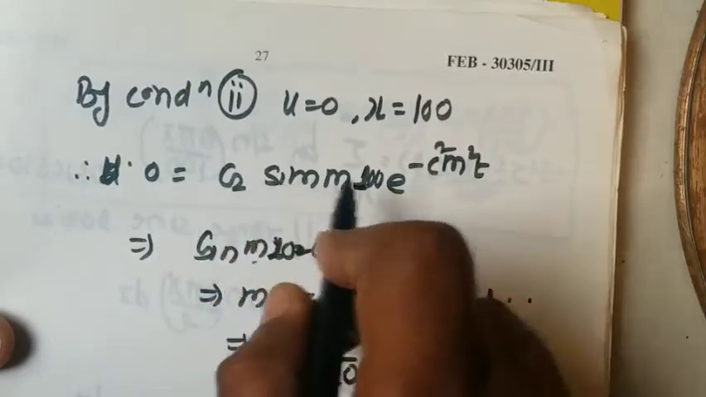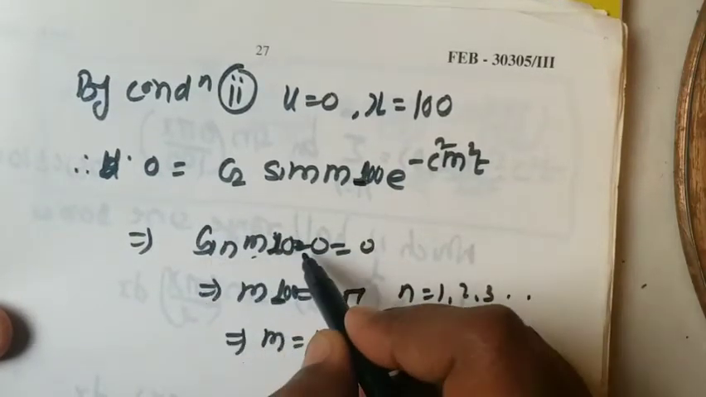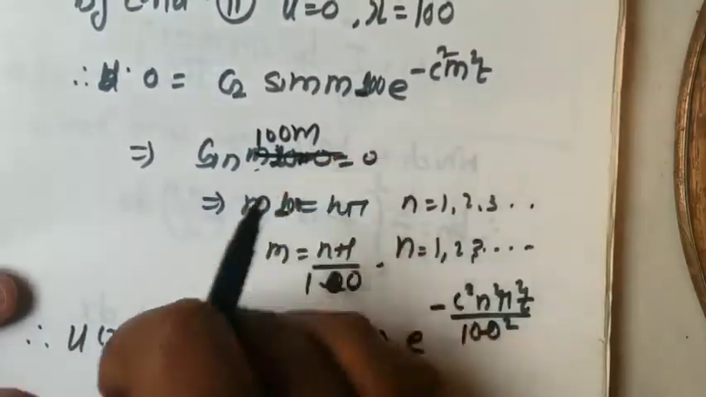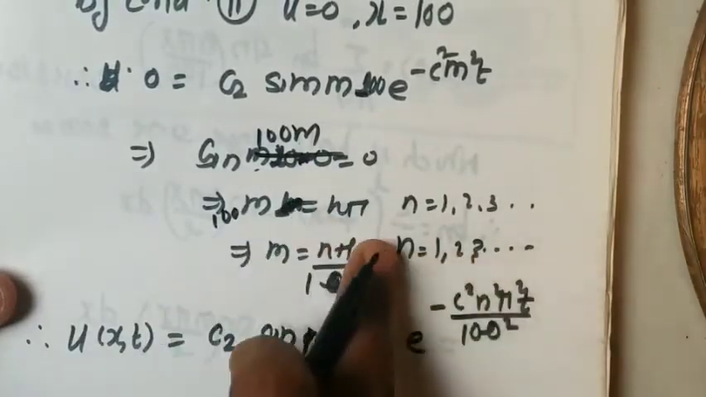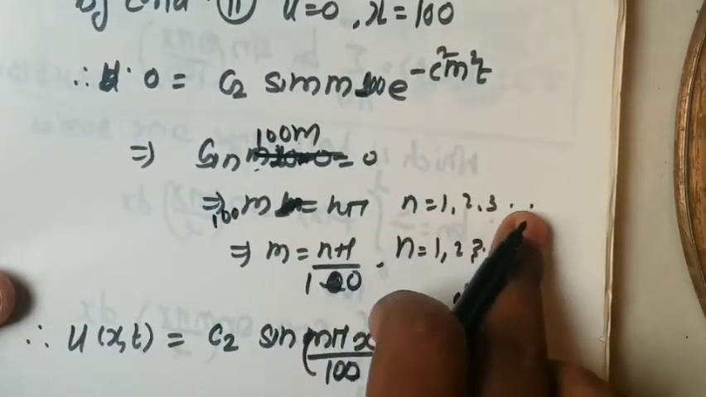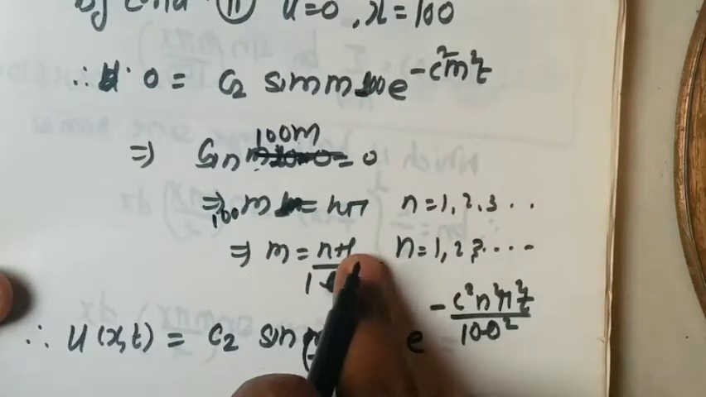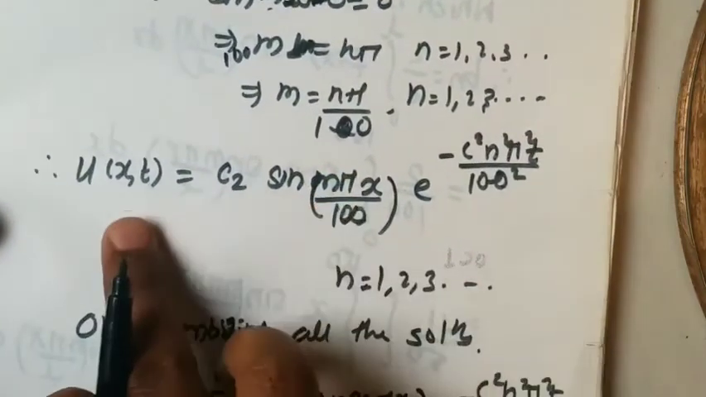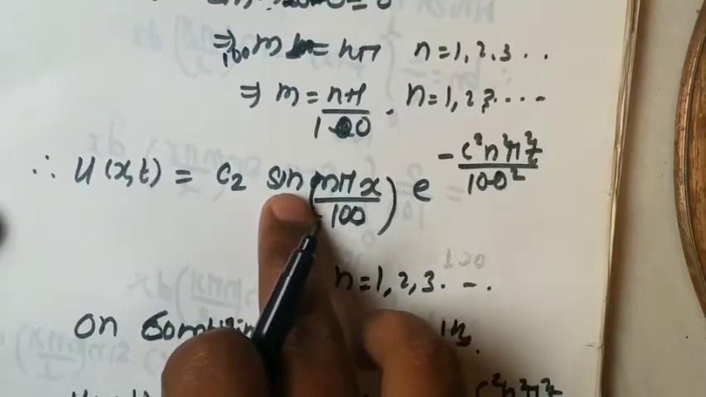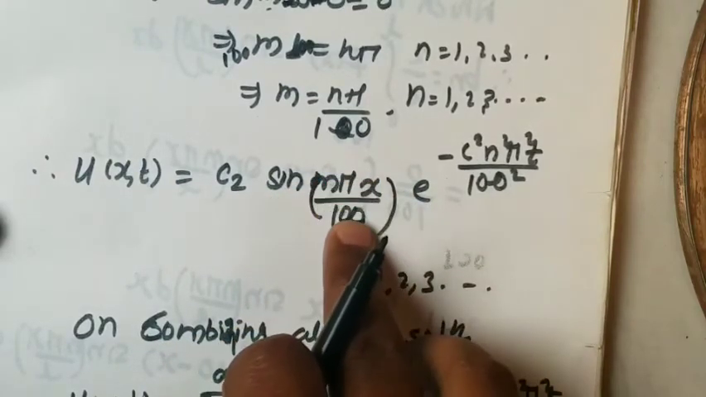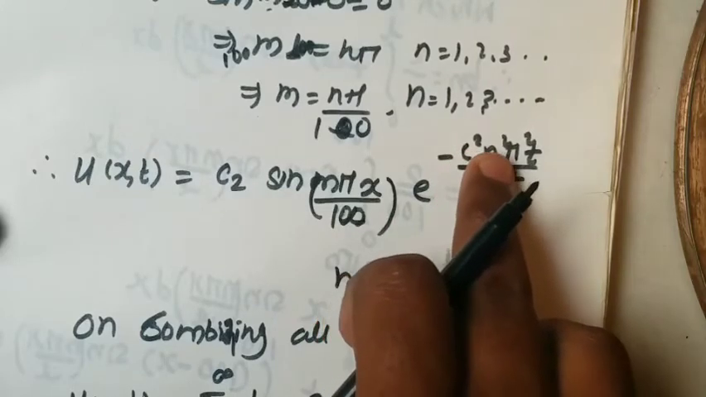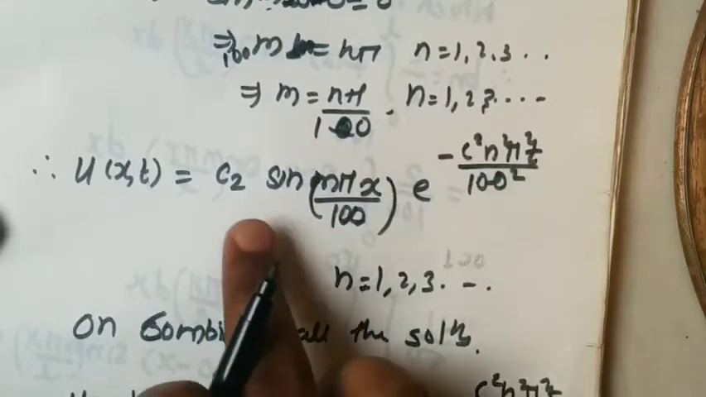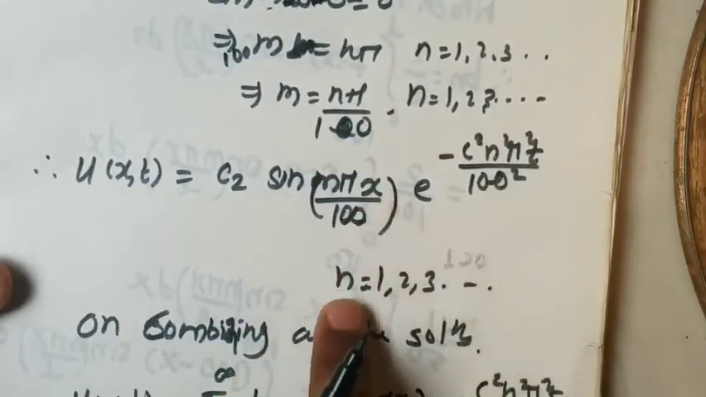But again c2 is non-zero, and the exponential is non-zero, therefore sin of 100 m is 0. So when sin 100 m is 0, 100 m equals n pi, for n equal to 1, 2, 3, and therefore m will be n pi by 100. So by the second condition we have obtained the value of m as n pi by 100. On using that, u of x,t will be c2 into sin n pi x by 100, where n pi by 100 is the value of m, into e raised to minus c square m square t, that is n square pi square by 100 square t. So this will be the solution after putting the value of m for n equal to 1, 2, 3.